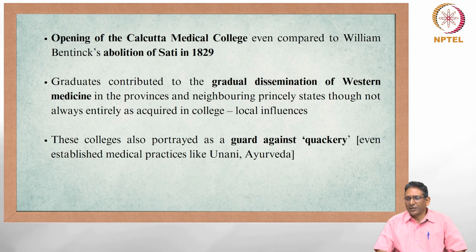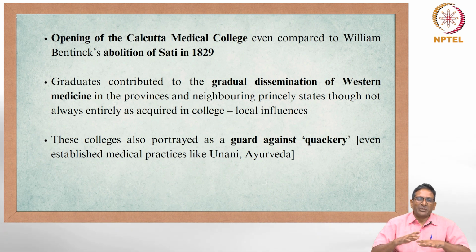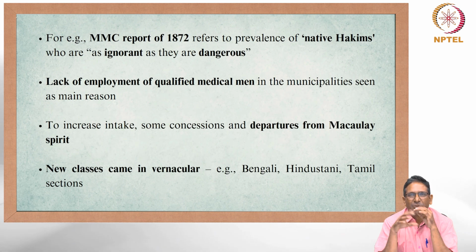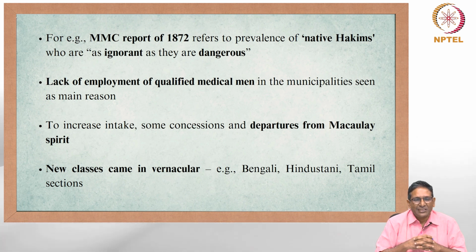And these colleges also were portrayed as a kind of safeguard against quackery. This quackery was a term which was applied even to established medical practices like Unani and Ayurveda. So, for instance, the Madras Medical College report of 1872 refers to the prevalence of native hakims, who were practitioners of Unani. These were termed as ignorant as well as dangerous, and so it was deemed a responsibility of the medical college to address the problem of prevalence of these kinds of ignorant and dangerous elements.